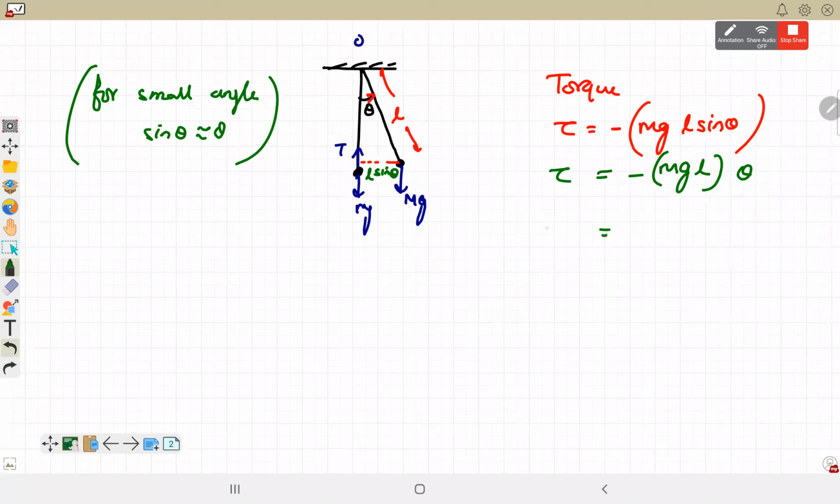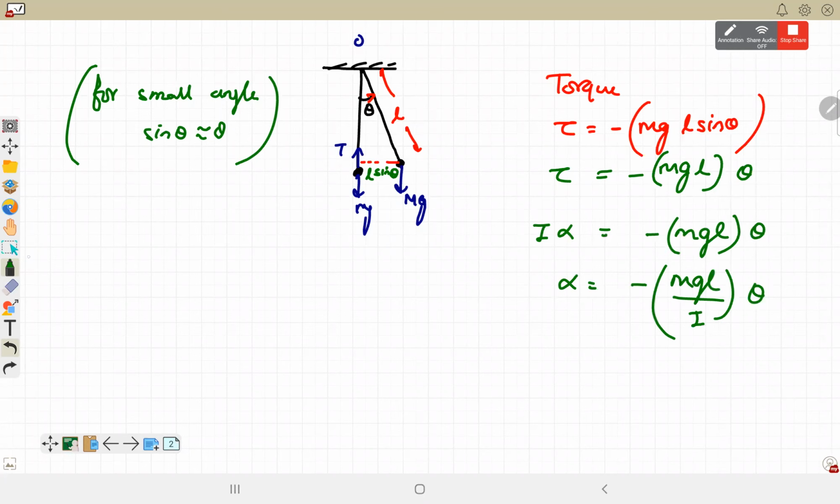So now we have tau is equal to I alpha. Alpha is proportional to theta. So the general relation that will come is minus mgl by I into theta. This is for any shape of pendulum, not just a simple pendulum. Any type of physical pendulum, whether it is a rod or a disc, anything that starts oscillating like a pendulum, then we can directly apply this formula.